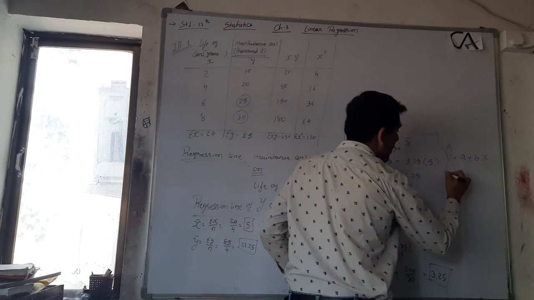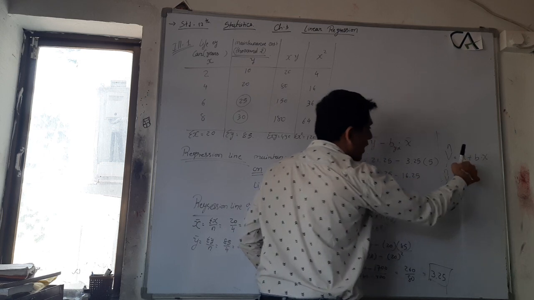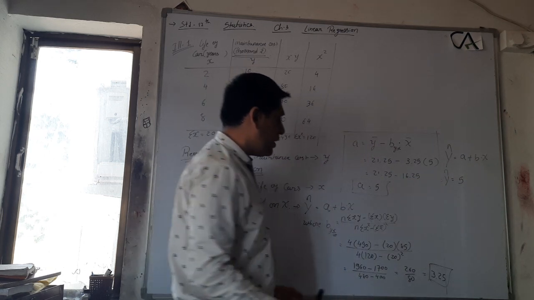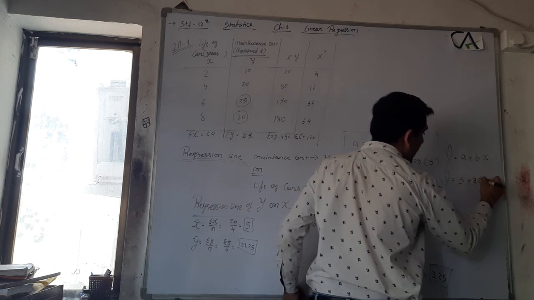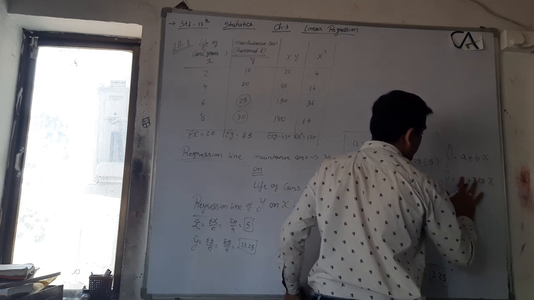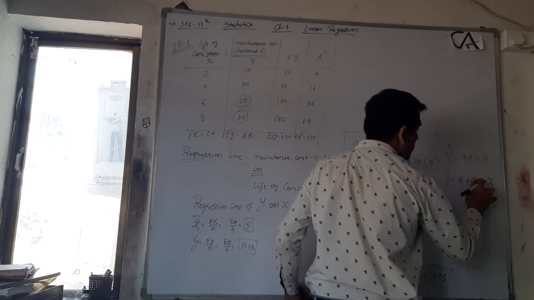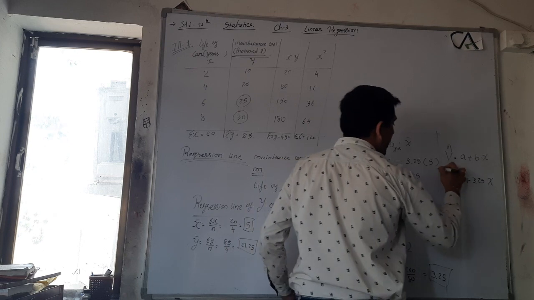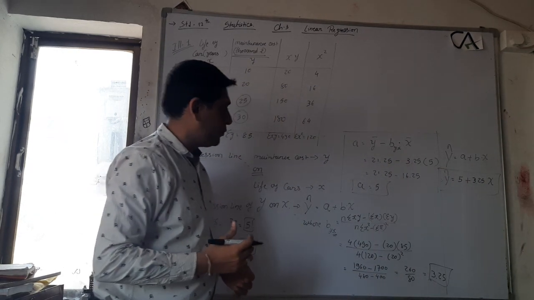Y cap is equal to, a is equal to 5. Here put the value in your equation, and b is equal to 3.25. So y cap is equal to 5 plus 3.25x, and this is your main answer. So put it into your box.